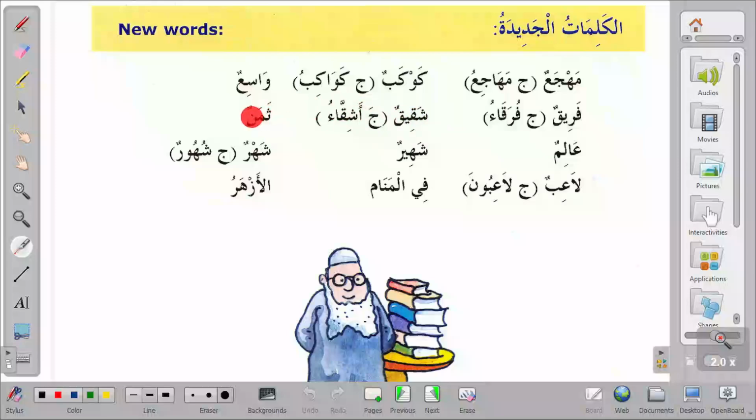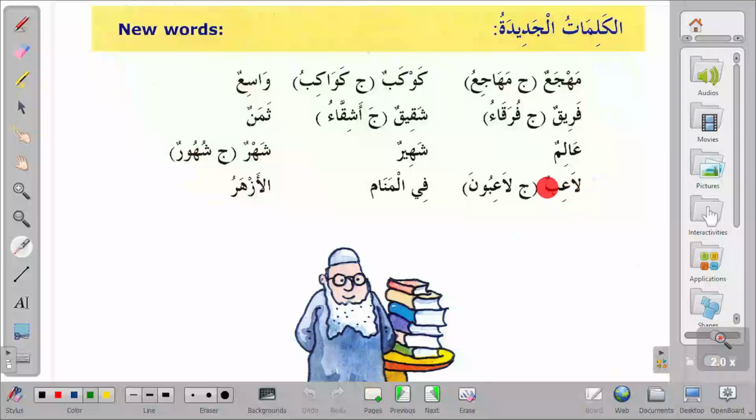Now we have samanun. Samanun is the price of something. Okay, saman. Alimun. Alim. Okay, a scholar. It's what is called alim. Now we have shahirun. Shahirun means famous. Always famous, call him shahirun. Shahrun. Shahrun is the month. Shahrul Ramadan, the month of Ramadan. So the plural is shuhur, months.